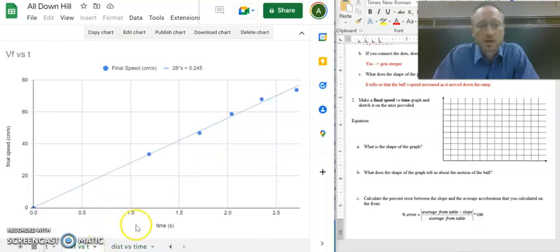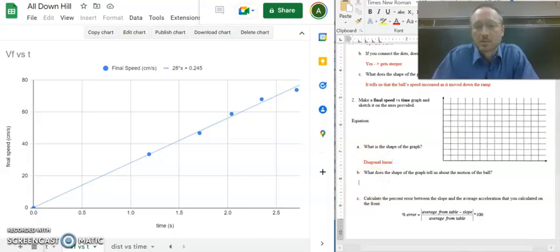Now let's switch over and take a look at our final speed versus time graph. And we don't need to sketch it on the axes here because I have it open on the left side here. The equation, 28x plus a number. The shape of this graph is linear, and it's not just linear, it's also diagonal linear. So diagonal linear.